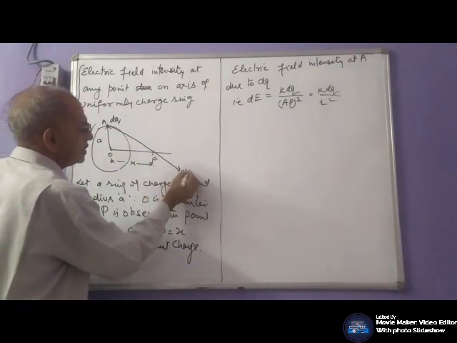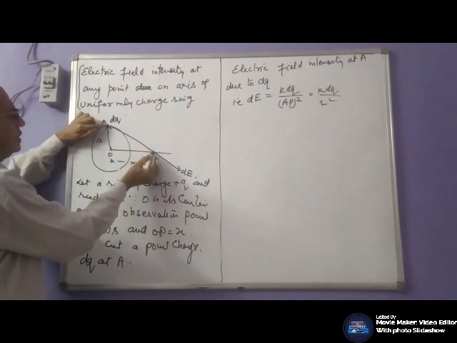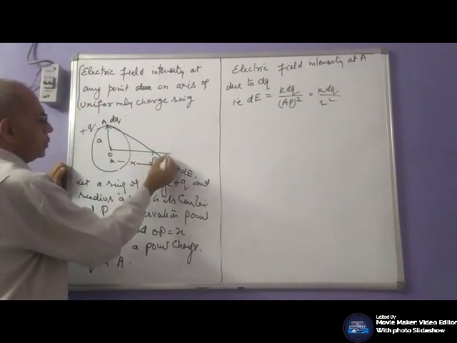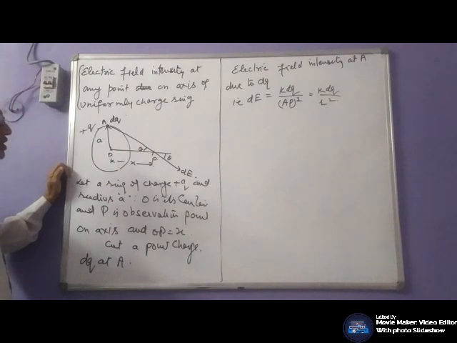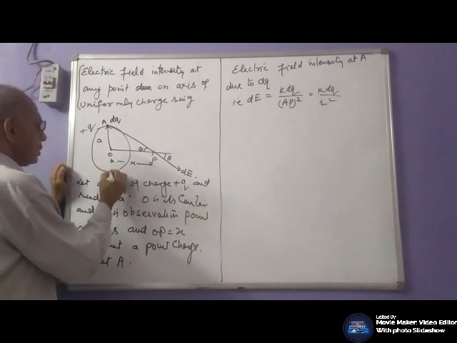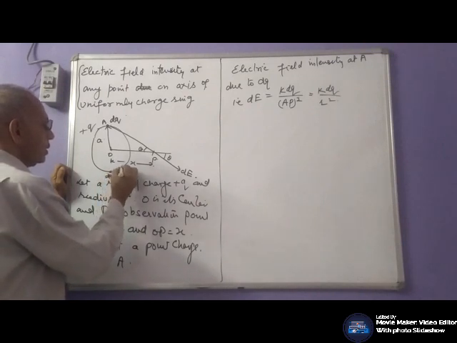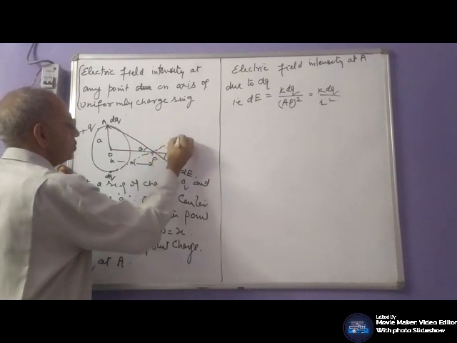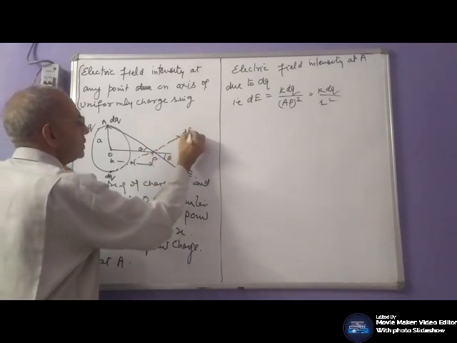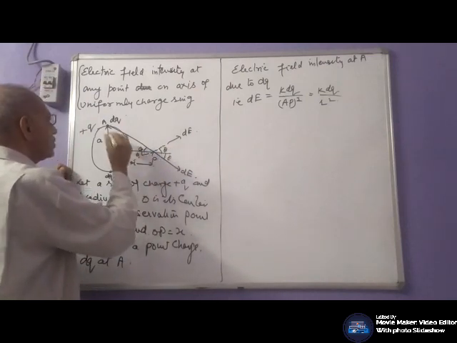And this is the direction. Put a test charge, this charge will repel. Let this angle be theta. Take another charge here. Then this will be the direction of dE. It will also be theta, just opposite.